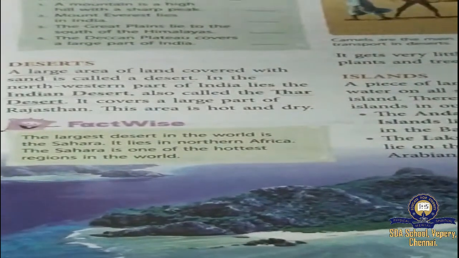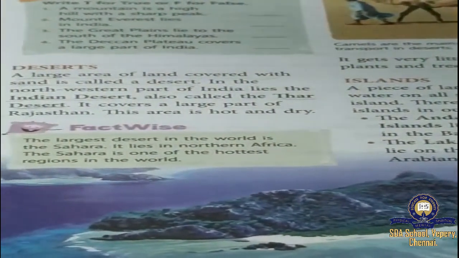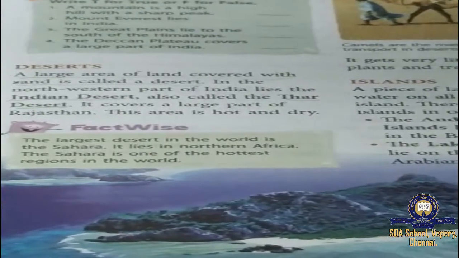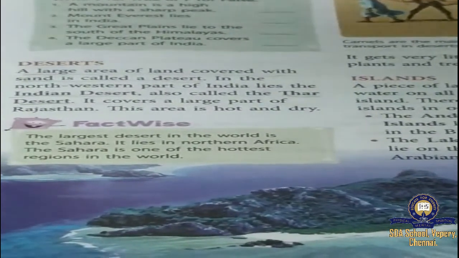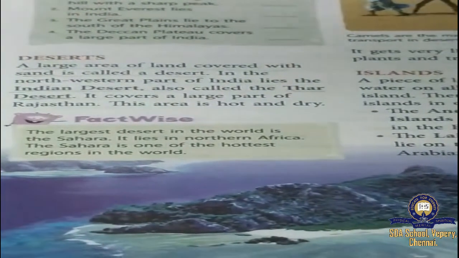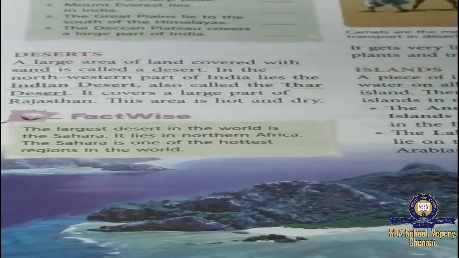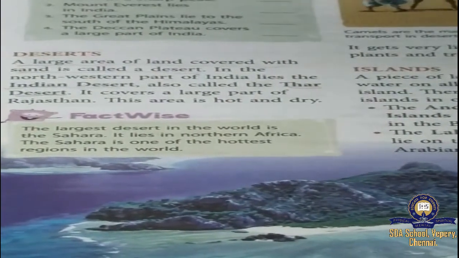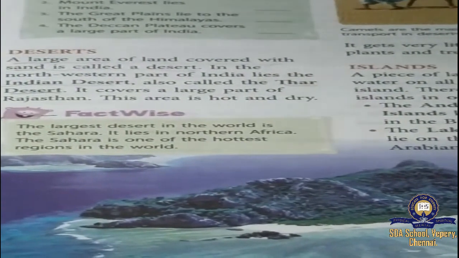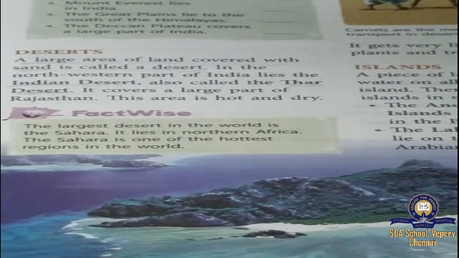This desert is very hot and dry. For your information, the largest desert in the world is the Sahara. Where does it lie? It lies in northern Africa.